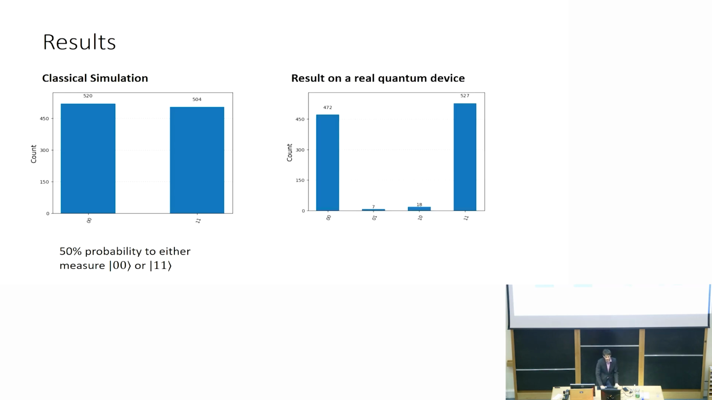This is basically a matter of seconds for these circuits. And what you can see is that you have basically 520 times you measure both qubits in state 0, and otherwise you measure them in state 1. It's not perfectly 50%, but this is basically due to statistical fluctuations. Now you can do the same on a real device. And in this case, you make this observation. It looks almost the same. You get almost 50% on state 0, both qubits in state 0, both qubits in state 1.